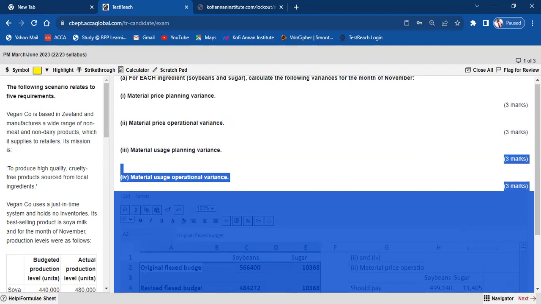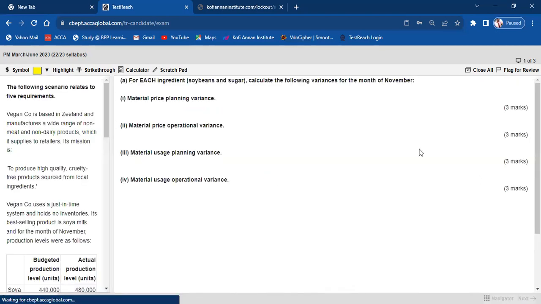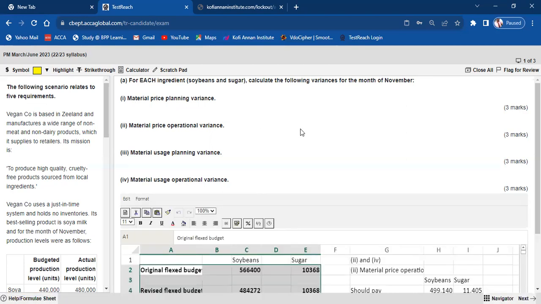This blue screen has come up again. So then I go back again. Material price planning variance.